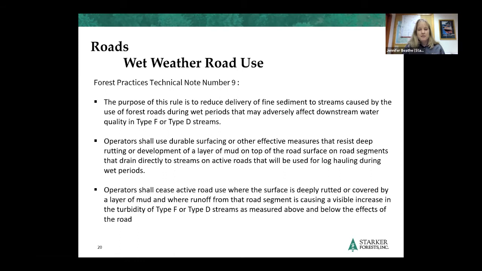Operators should cease active road use when the surface is deeply covered by a layer of mud, and where runoff from that road segment is causing a visible increase in the turbidity of a type F or type D stream, as measured above and below the effects of the road. So it's not uncommon for us to pause our hauling operations during periods of wet weather, extreme storms.